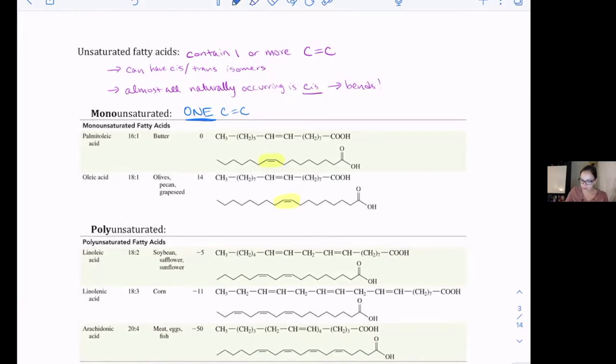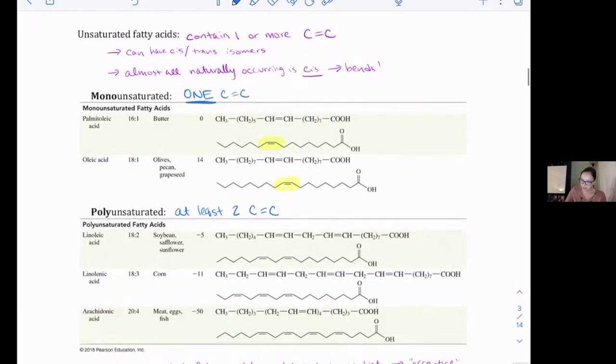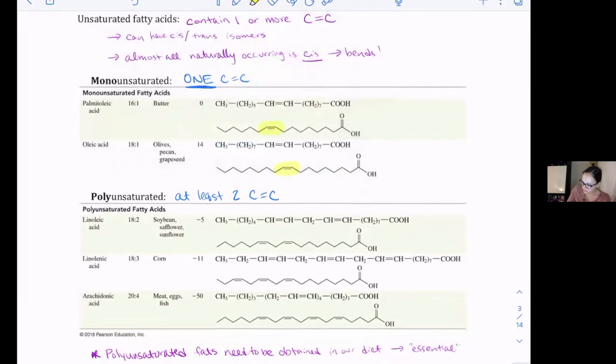So continuing on, we also have polyunsaturated fatty acids, which have at least 2 carbon-carbon double bonds. I'll highlight those double bonds just to show we have 2 here, we have 3 here, through 4 down here. There's a lot of different varieties of these because you can get the double bonds in different places. You can find some of these in soybeans, sunflower, corn, meat, eggs, and fish.